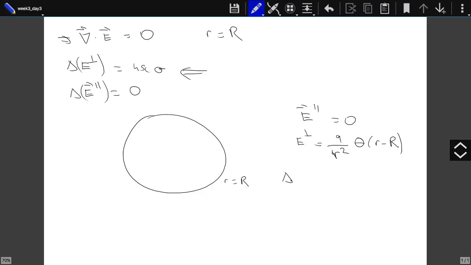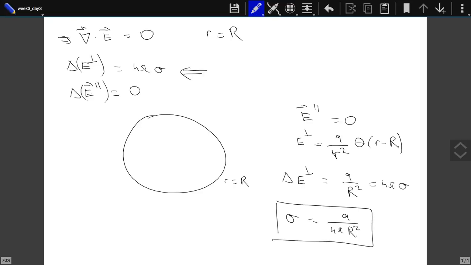So the change in the perpendicular component of the electric field as we cross the boundary is given by Q over R squared. I replaced the small r by large R because we are just looking at the boundary, which is at small r equal to large R. And this should be equal to 4 pi sigma, so sigma is equal to Q over 4 pi R squared.